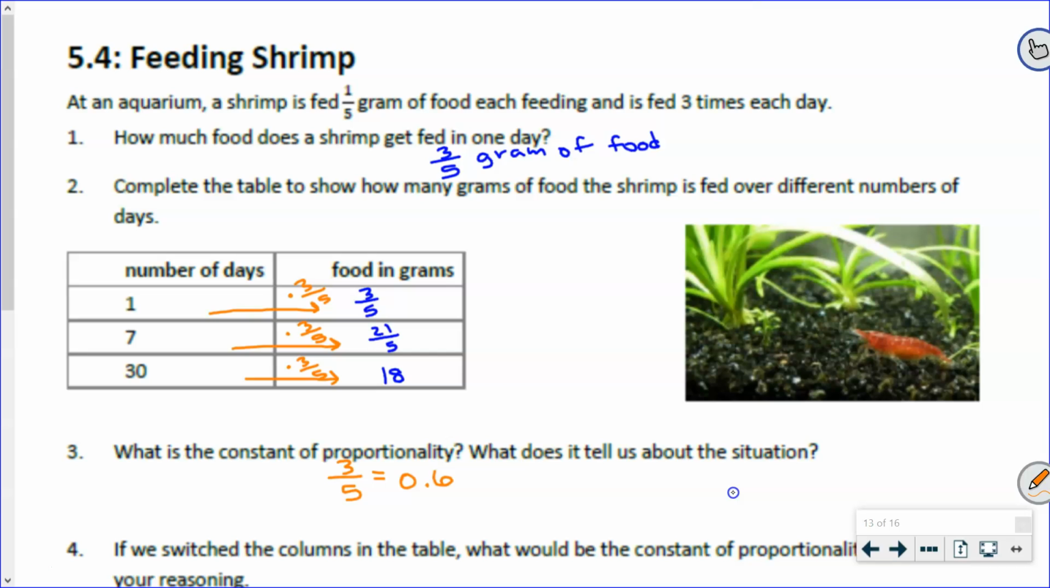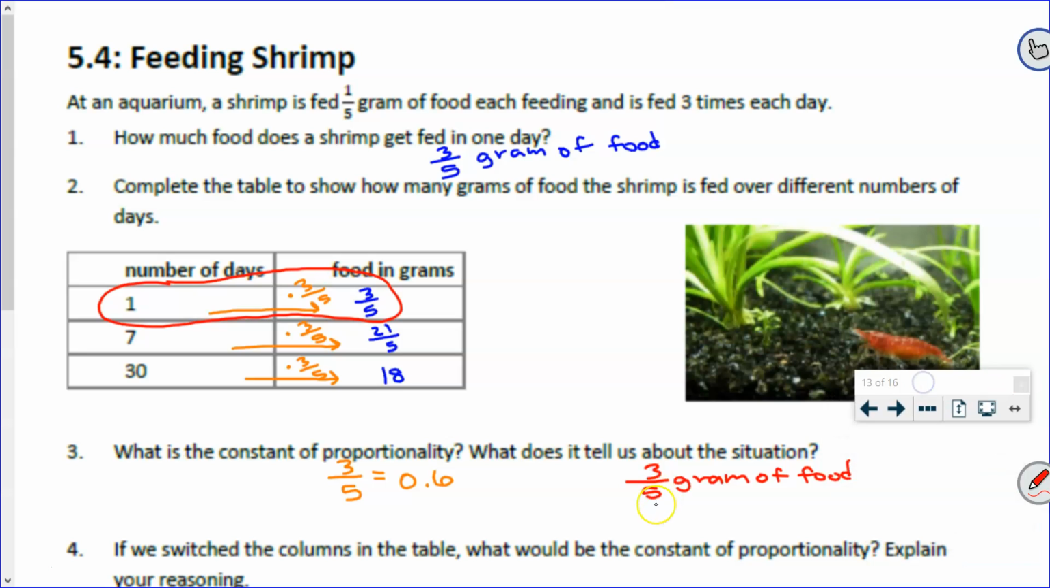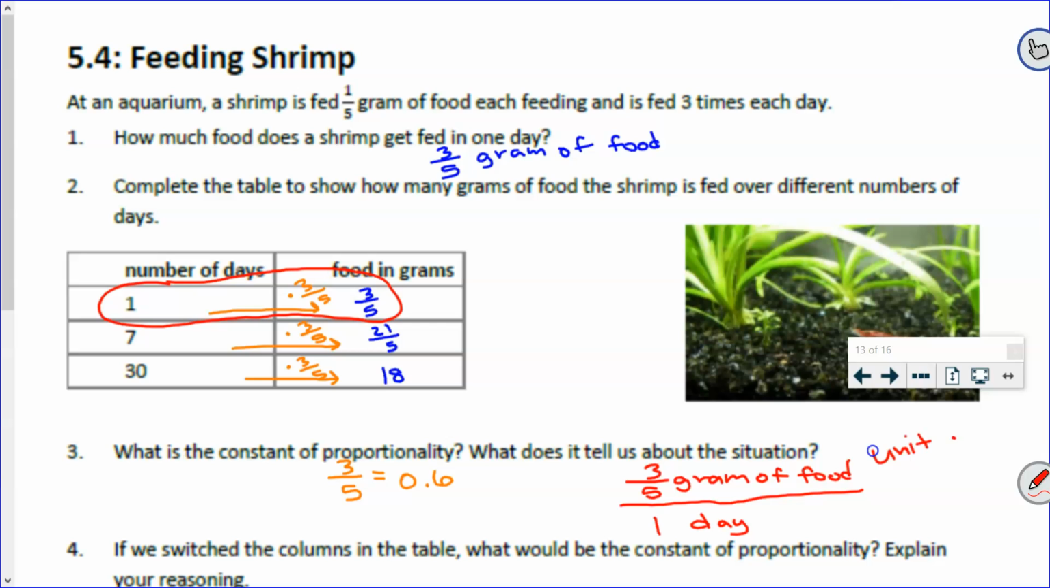So what does this information tell us about the situation? And this is what I want to draw your attention to and make a connection. That 3/5 is important because it's across the table from the 1. And this is what's really important. This tells us it's 3/5 of a gram of food per, or for every, 1 day. That tells me that this is the unit rate. We've talked about this before. The unit rate is the same as the constant of proportionality. Recognizing that and understanding what that means for each problem will also help you be successful.